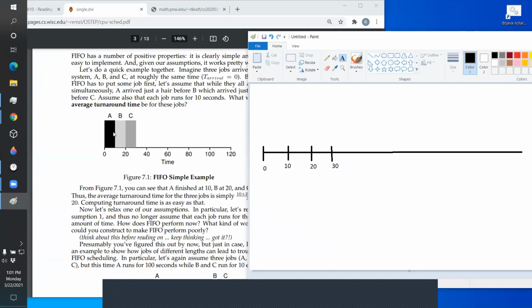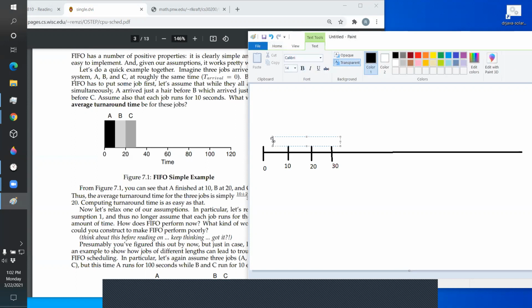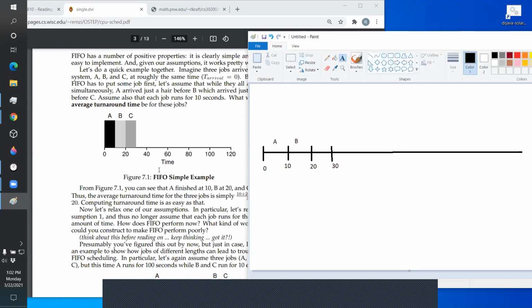Now, the height of this means nothing. What's important here is the letter A, B, and C. So what we're going to say is that in this time interval from 0 to 10, we're running job A. And in this time span from 10 to 20, we're running a job that's called B. The height of this doesn't mean anything. I mean, he drew these bars.